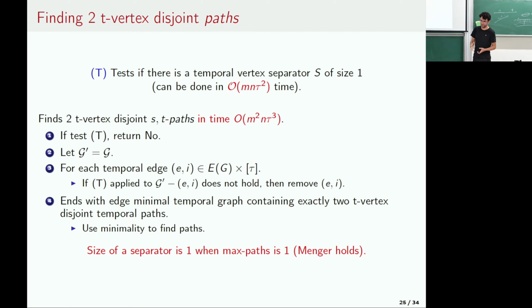Yeah, at the end what we get is just one temporal graph that is edge minimal and contains exactly 2 paths from S to T. And then we have all these properties that we know that the paths are there. We know that every edge is inside one of these paths, then we can find the paths.